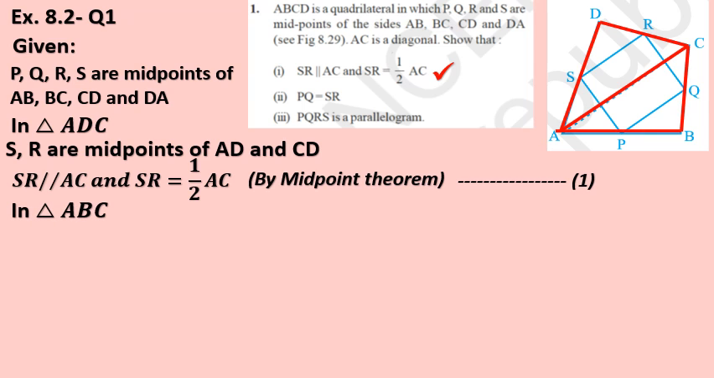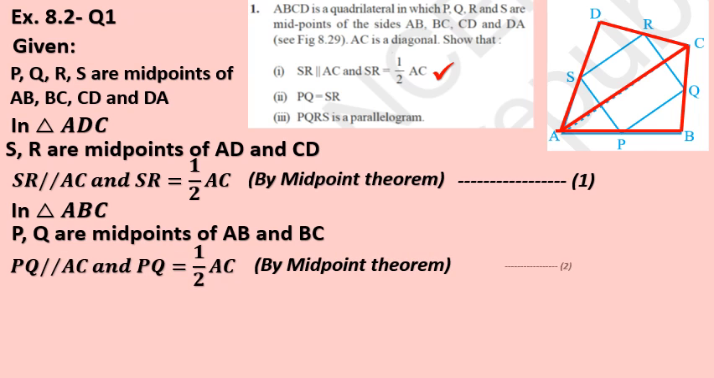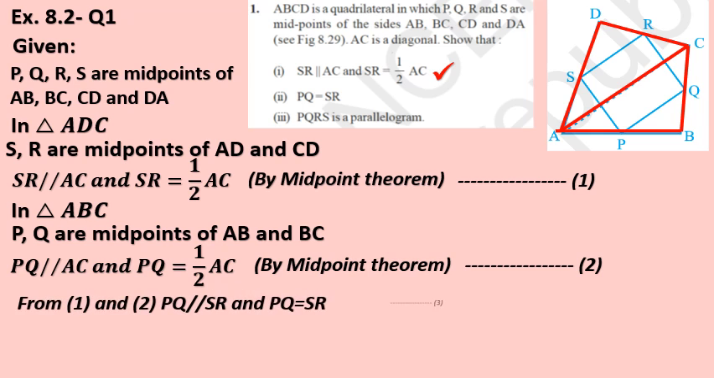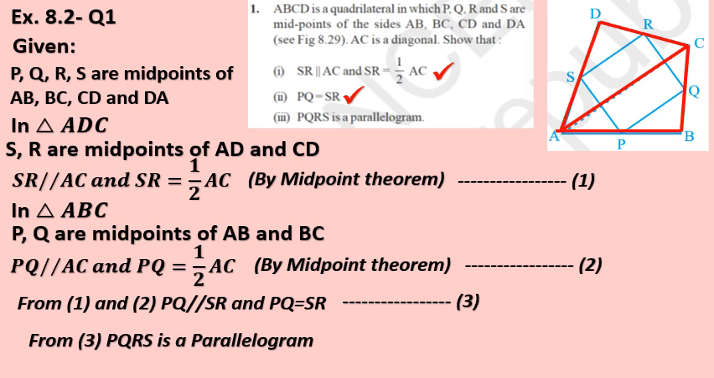Now in triangle ABC, P and Q are midpoints of AB and BC. Therefore, PQ is parallel to AC and PQ is equal to half AC, again by the midpoint theorem. Therefore, from 1 and 2, we got PQ parallel to SR and PQ equal to SR. So, the opposite sides are parallel and equal. That means PQRS is a parallelogram.